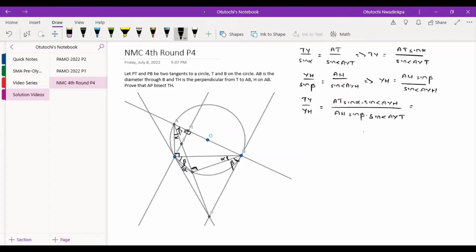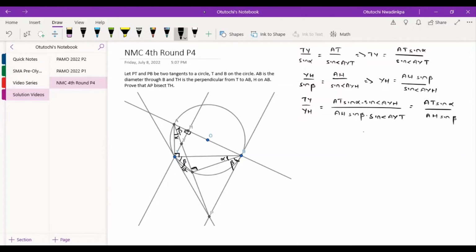Now, of course, as you may notice, AYT and AYH are on a straight line, right? So they sum up to 180 degrees. So their sines will be equal. So sine angle AYH and sine angle AYT are going to cancel out to just leave us with AT sine alpha over AH sine beta. Now this is equal to TY over YH. Remember that what we aim to show is that TY over YH is 1. So basically what we want to show is that AT sine alpha over AH sine beta is equal to 1.